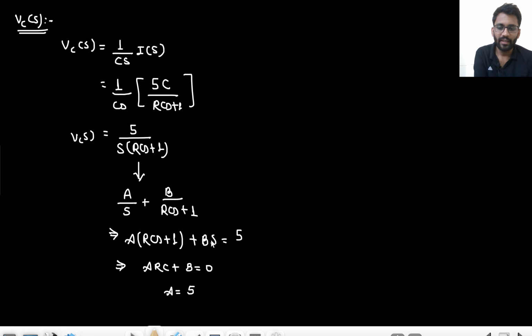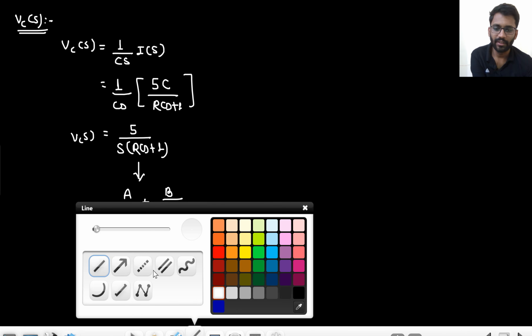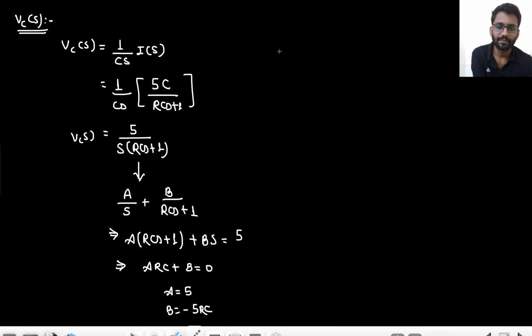So s component will be ARC plus b and constant value will be a only, right? So constant value a is equals to 5 and ARC plus b is equals to 0. So from here your b is equals to minus 5 RC. So I think I should write a is equals to 5 and b is equals to minus 5 RC. This is mathematics, okay? You just need to solve the mathematics, nothing else.